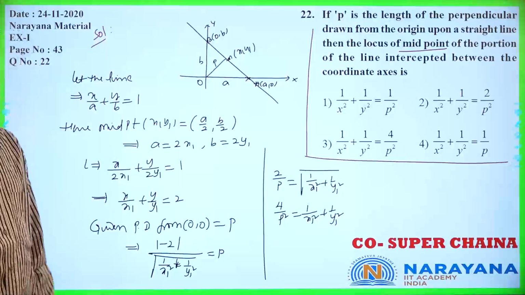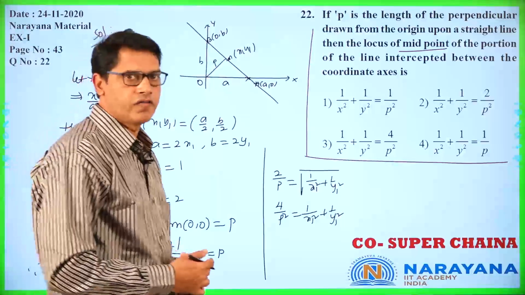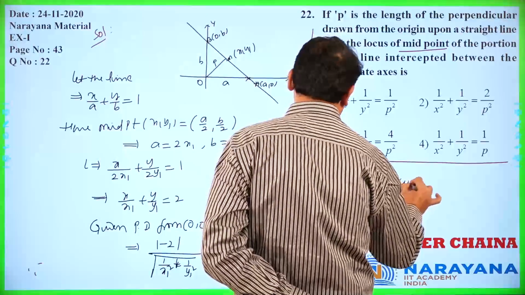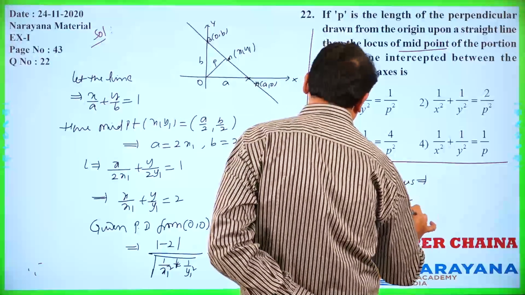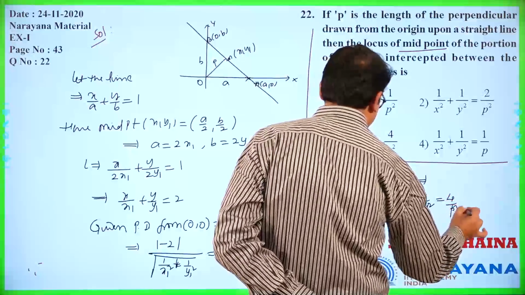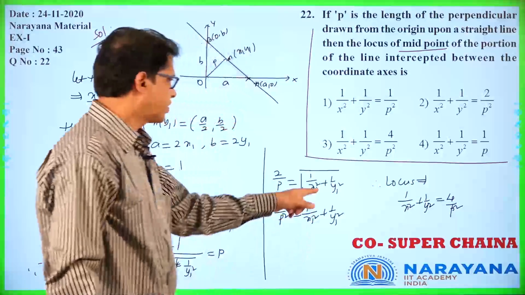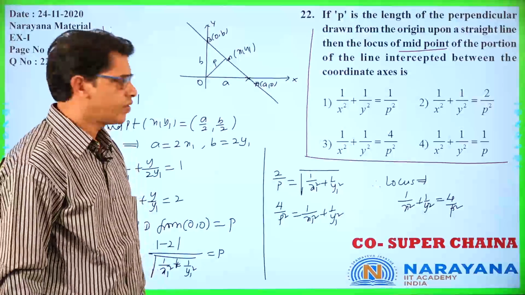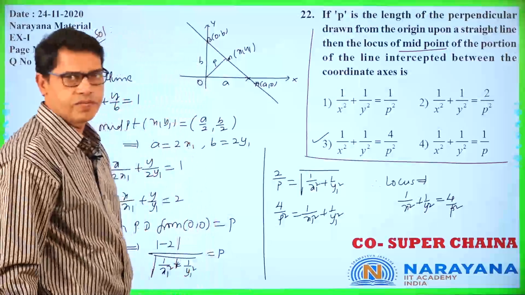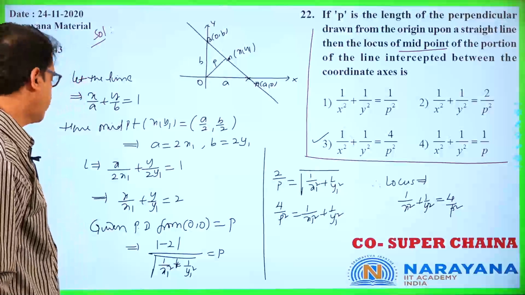Locus means replace x1 with x and y1 with y. Therefore locus implies 1 by x square plus 1 by y square equals 4 by p square. 1 by x square plus 1 by y square equals 4 by p square means option 3. Okay. Next one.